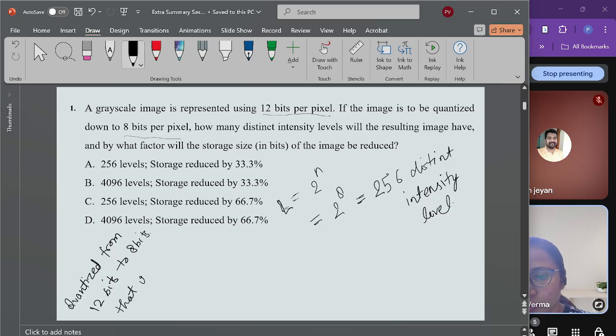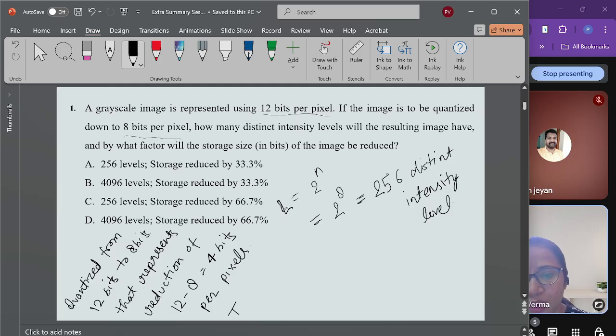So that represents a reduction of 12 minus 8 bits, right? So a total of 4 bits per pixel. We have reduced 4 bits per pixel.